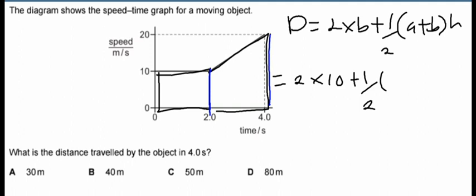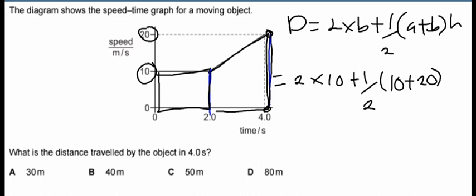So we can say the value of A is the distance from this point up to this point, which is 10. So we are going to say 10, then plus the distance from this point up to this point, which is 20. So we are going to say plus 20, then close.